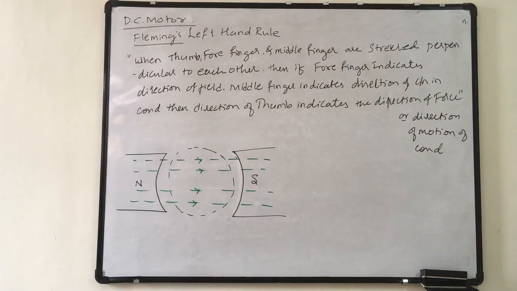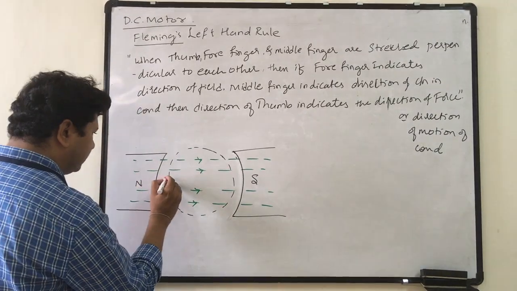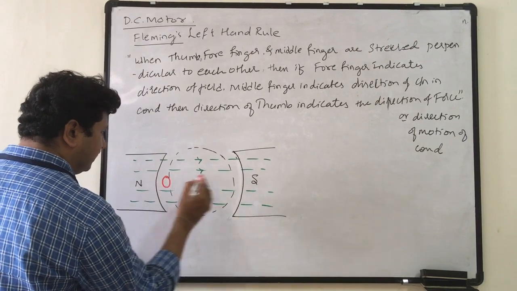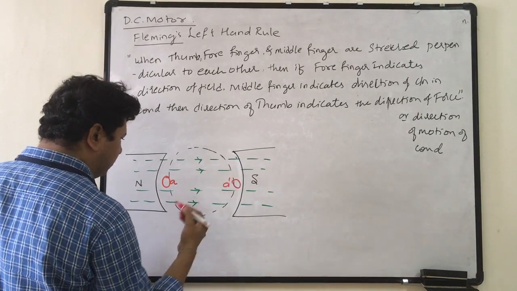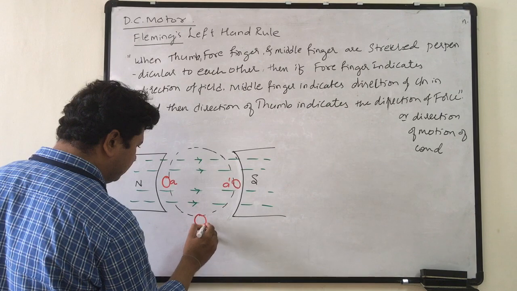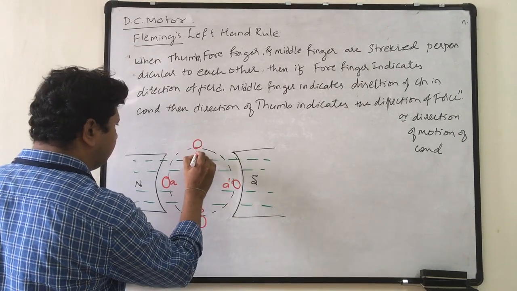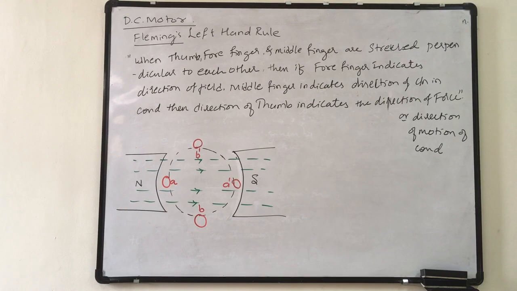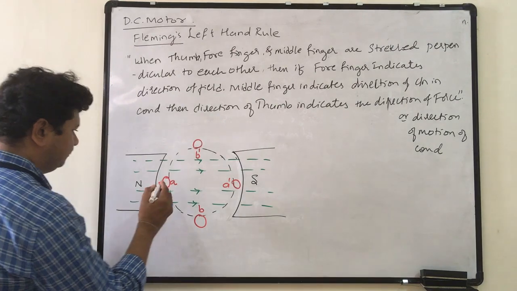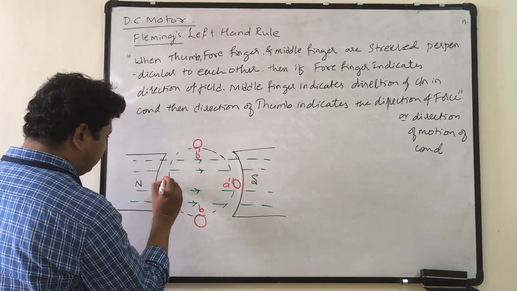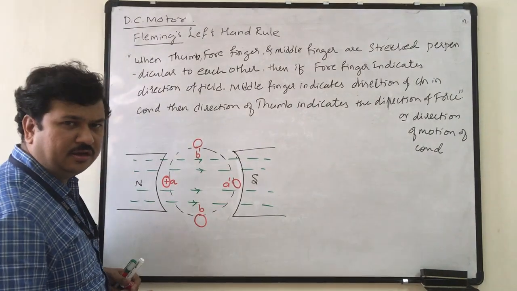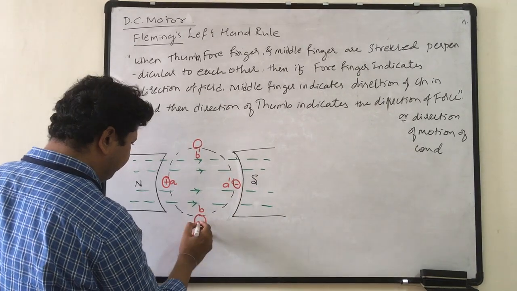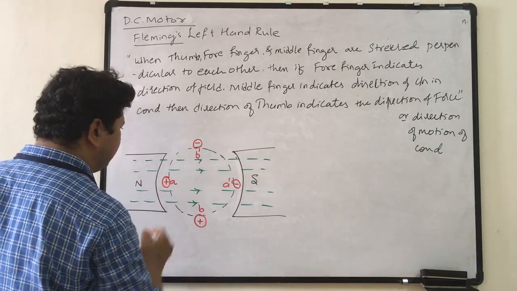Let us take a coil. Let this be conductor A dash, and I will take one more coil, B dash. So let us take the direction of current in it. Plus under north; if it is plus under the north pole, the other coil side under the south pole is carrying minus current. Now let this be plus and let this be minus.